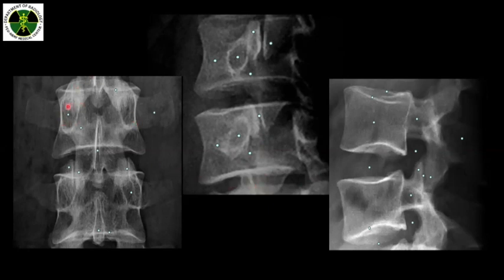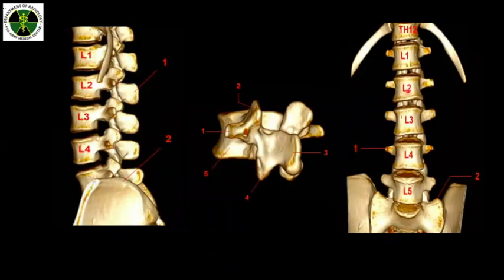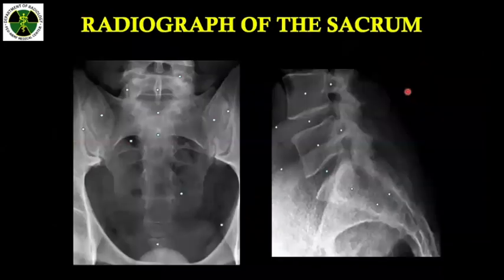Again, in AP, these are the pedicles and spinous processes. While in lateral view, this is the pedicle, and this is the vertebral body. This is a reconstructed image of the lumbar spine in CT scan. For the sacrum, this is a zoomed in image of the sacrum in AP, and then this is in lateral view.